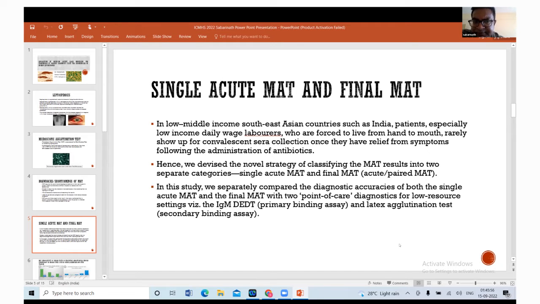So in this study we separately compared the diagnostic accuracies of both acute MAT and final MAT with 2 point of care diagnostics for low resource settings. The first point of care diagnostic which we are using is IgM DEDT, that is dot ELISA in dipstick test format, and the other is the latex agglutination test. So the two tests we are comparing with the single acute MAT and final MAT separately.